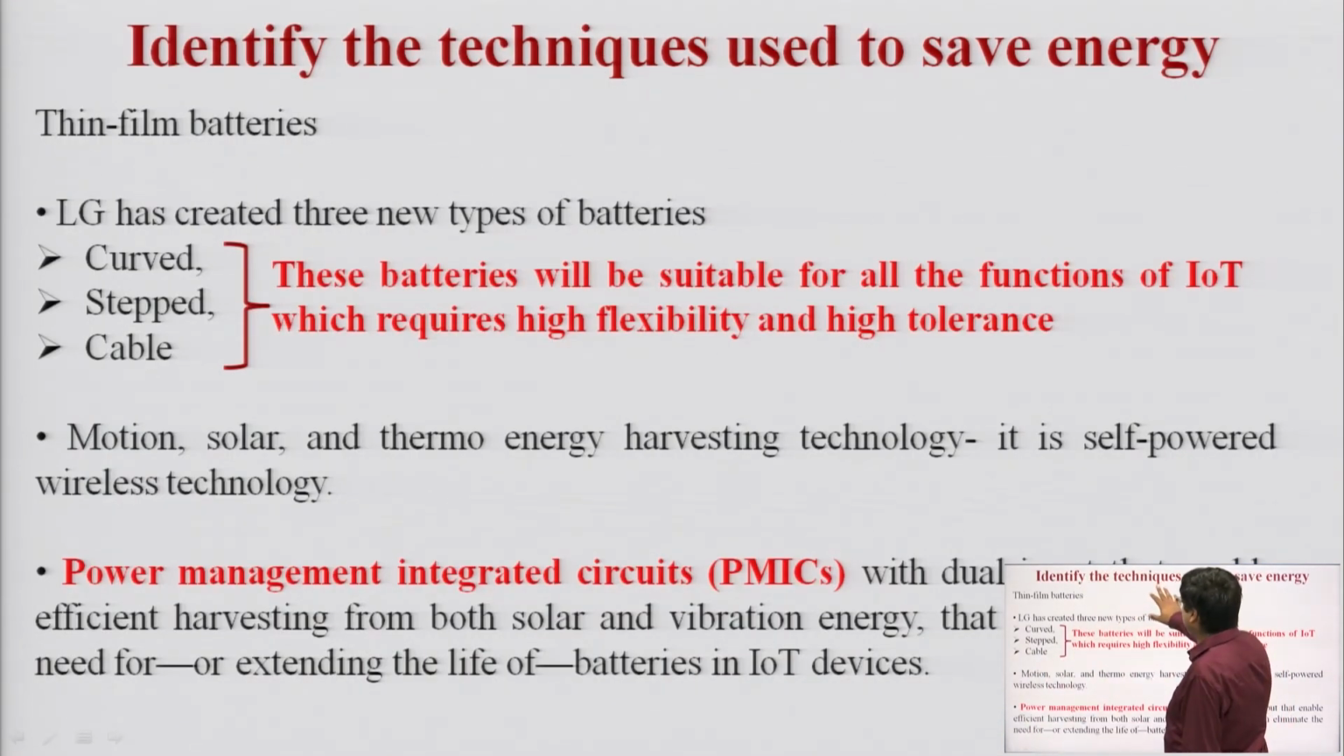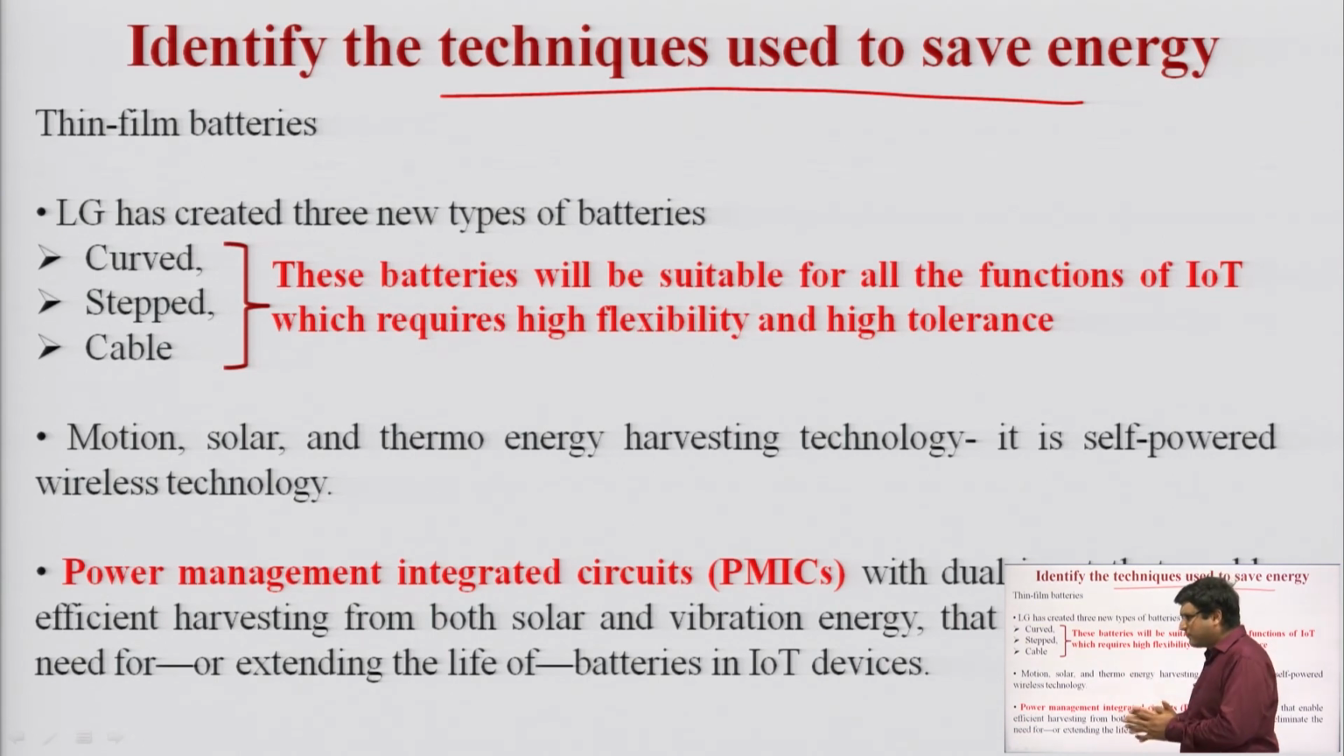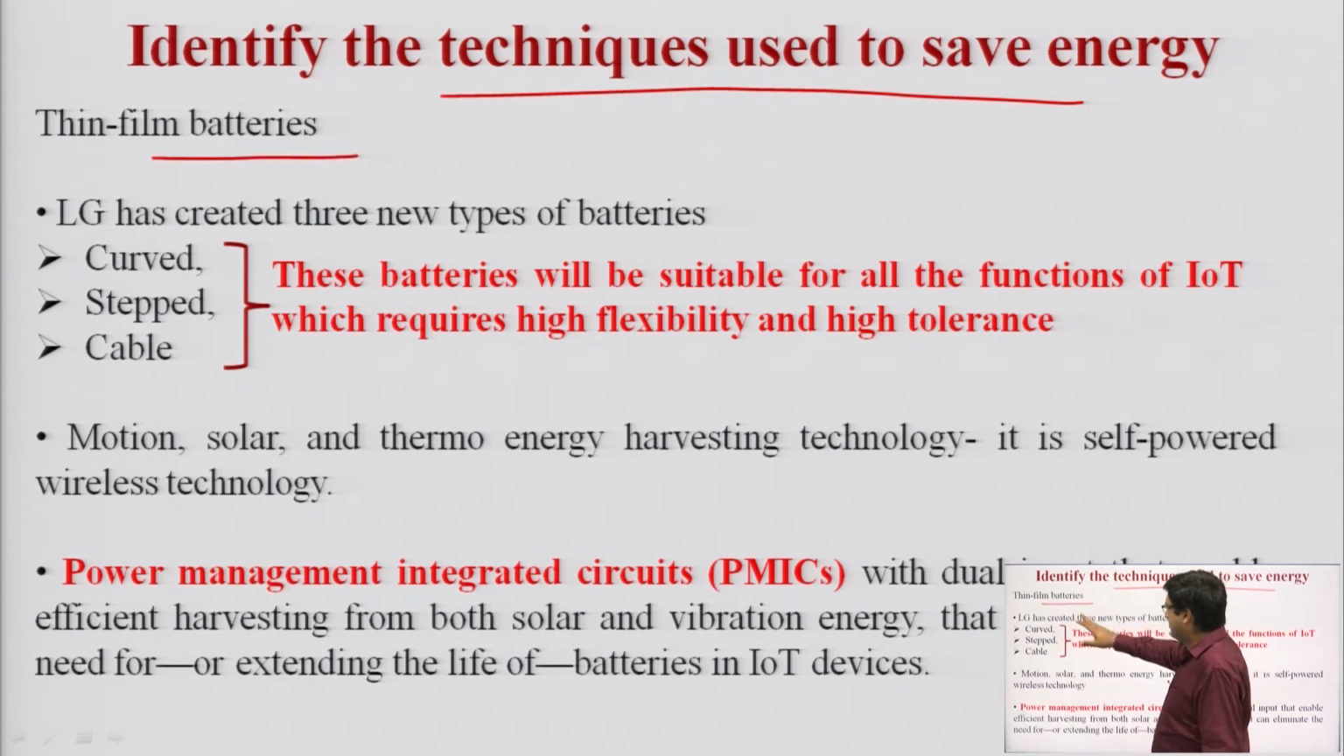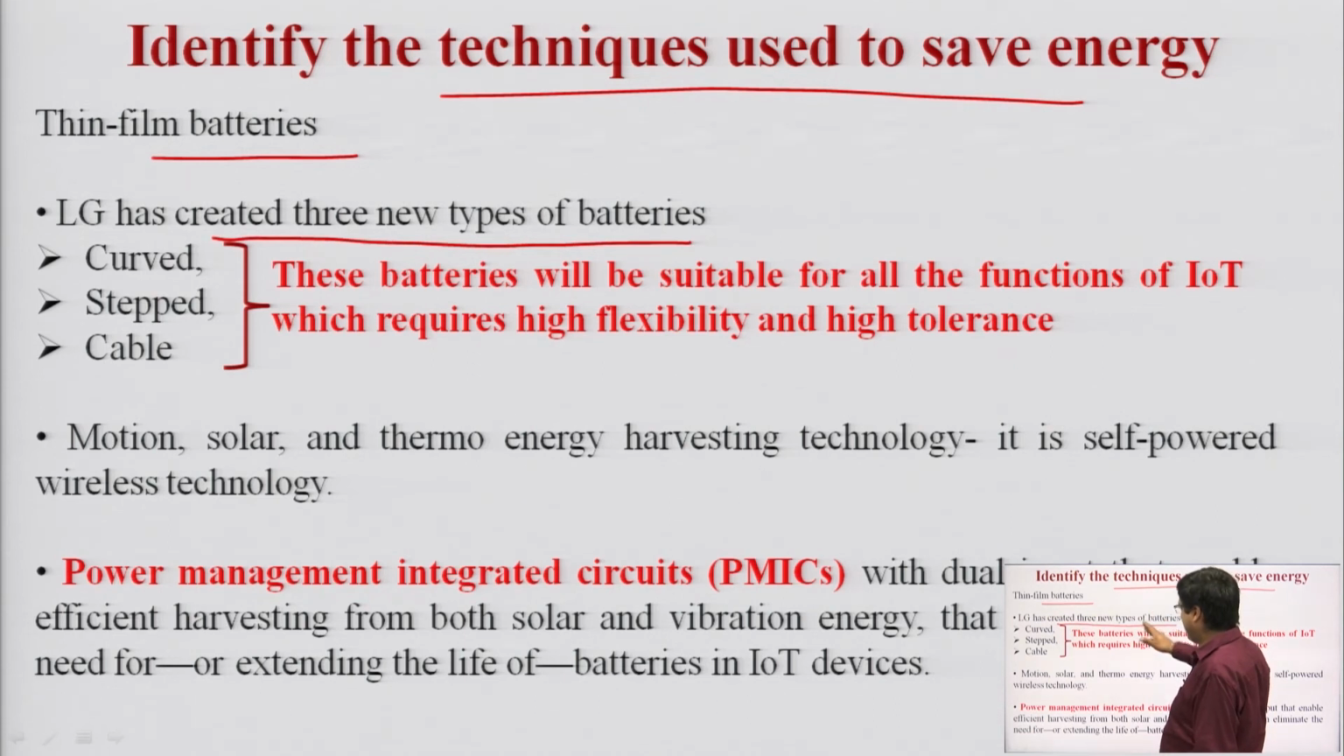After that, in the last topic, we will discuss the techniques used to save energy. So our main purpose is to save the energy of the sensor nodes. For that we can use thin film batteries. LG has created three new types of batteries. We have seen LG curved, stepped and cable. Three types of batteries they have deployed. All can be responsible for saving energy.